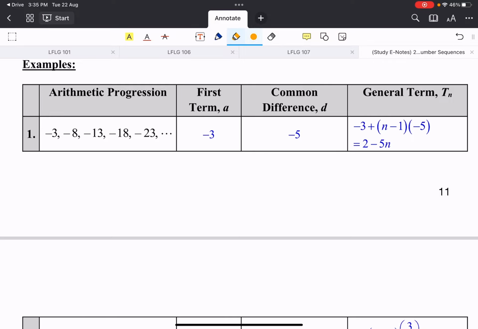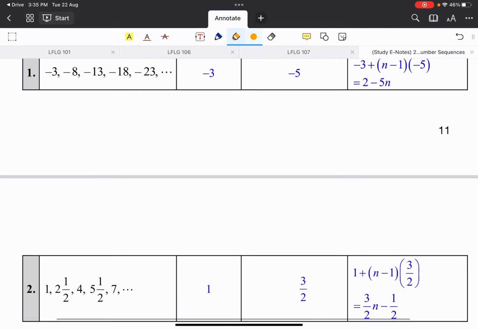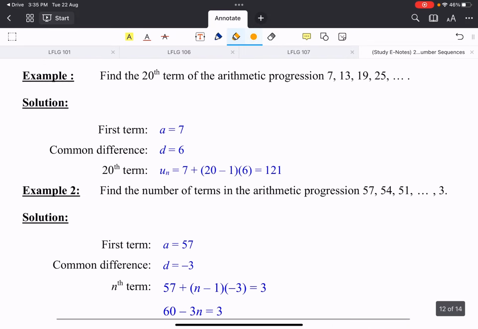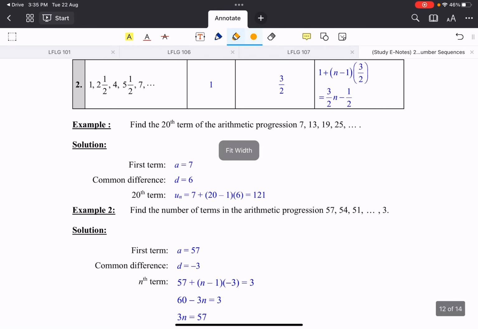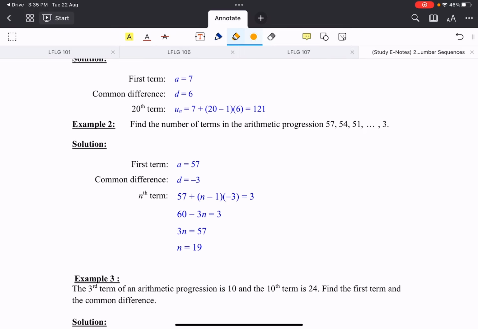So other than AP, the other very popular one is your GP. The difference between AP and GP is that AP has a common difference, while GP has a common ratio. Common ratio means I keep multiplying by the same number instead of adding the same number.